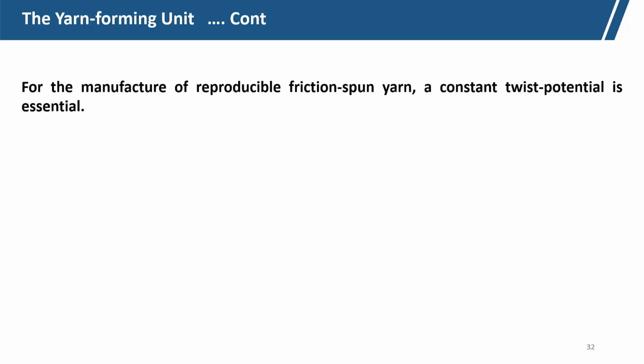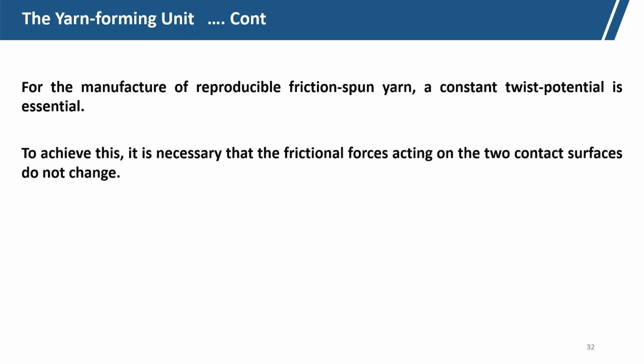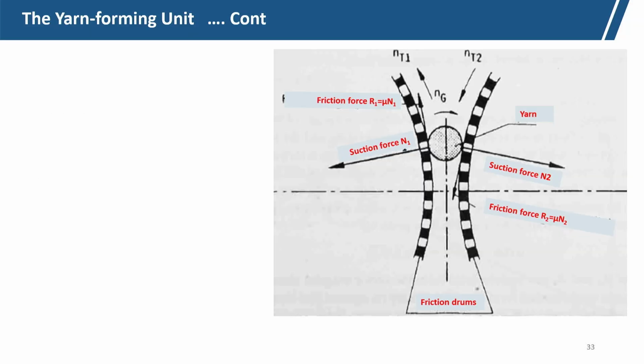So, if you want to produce the same yarn, we should control the slippage, and to achieve this it is necessary that the frictional force acting on the two surfaces does not change. If the frictional force of the surface changes, then the twist potential will change, the amount of twist will change. So, we cannot reproduce the yarn.